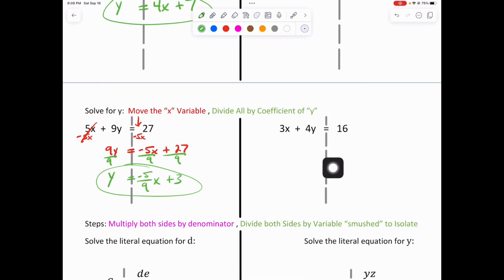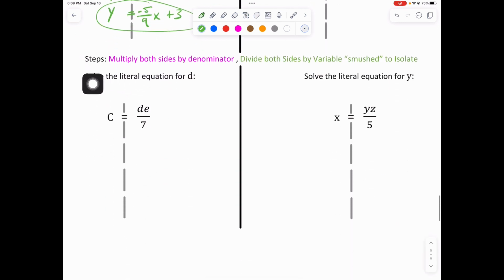Try this one off to the right on your own. All right? And solve the literal equation for D. Oh my goodness, what are we going to do? Multiply both sides by the denominator. We do have a fraction. We need to get that D by itself, okay? And what we do to one side, we have to do to the other. So first we're going to start on the right side just to get rid of the fraction. We're going to multiply by 7. It's going to cross those out, all right?